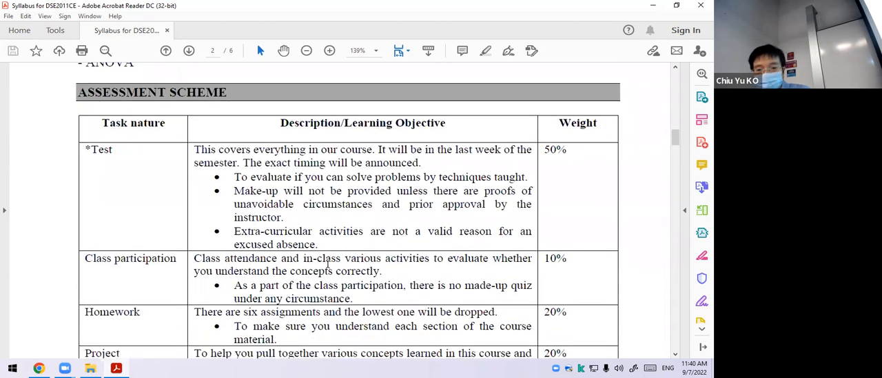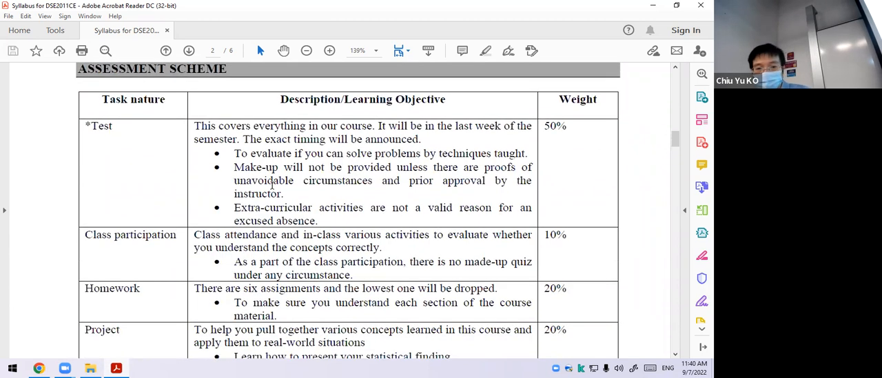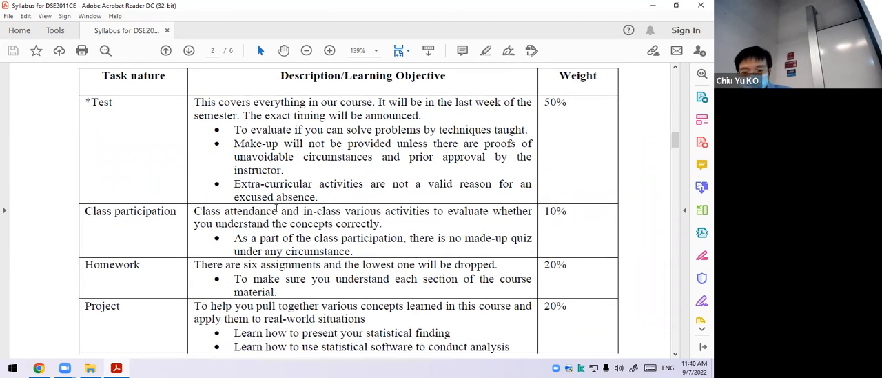So is there a question until now? If not, then I will talk about assessment. Probably most of you would care about this. Probably it's the main reason why you choose this class or choose another class.